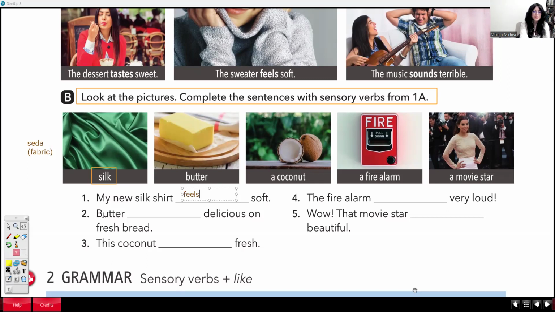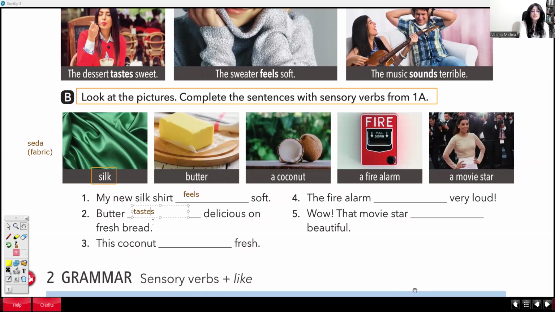Now we have butter. Butter, delicious on fresh breads. Taste. Tastes. There you go, tastes. We have a difficulty pronouncing this word because we have S, T, S. So we go from S. That's a sound that you are supposed to be making, tastes. It's a little complicated. It's like if we didn't have the E, tastes. So yeah, it's kind of a complicated sound.